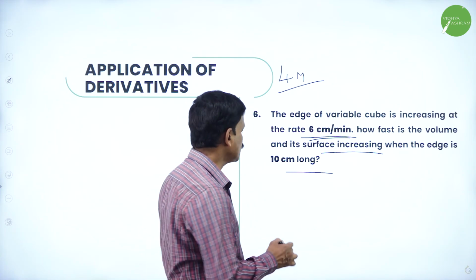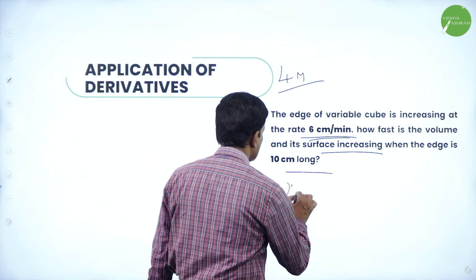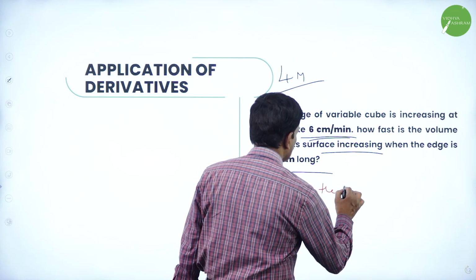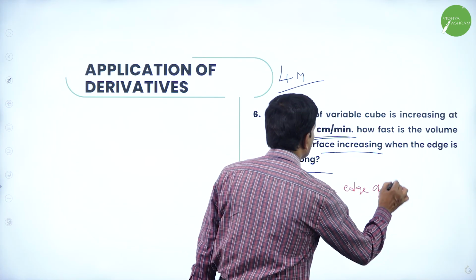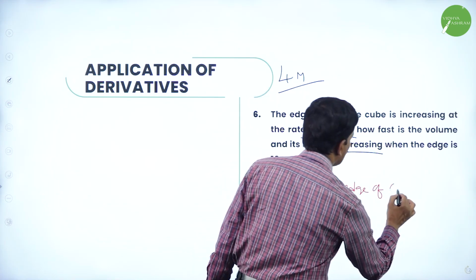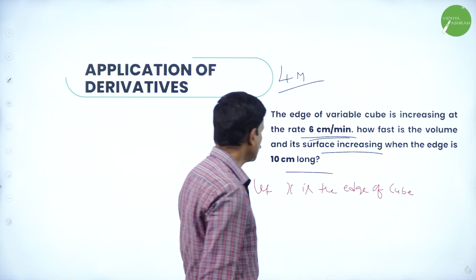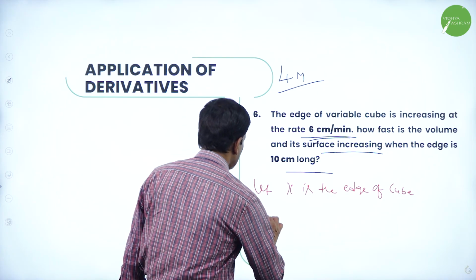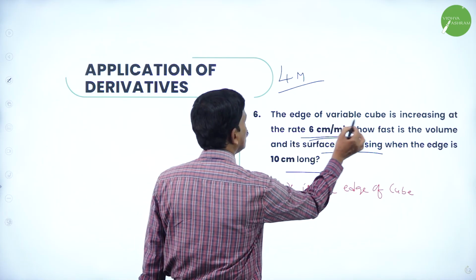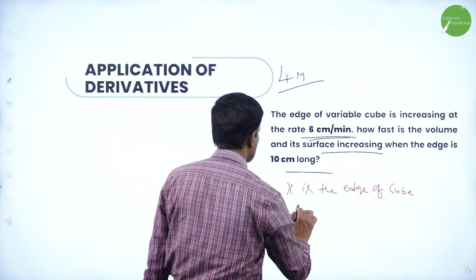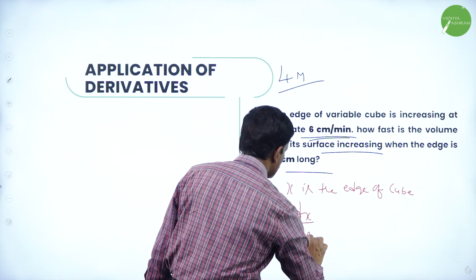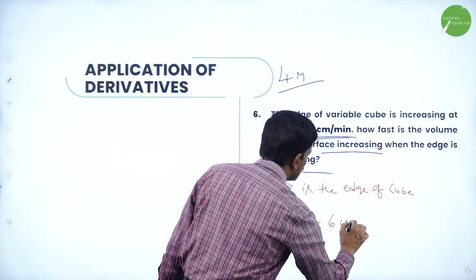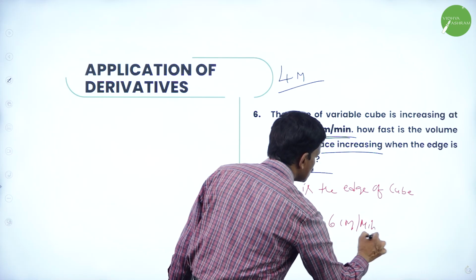Now let us assume x is an edge of a cube, right? What is given? Given the edge of a variable cube is increasing at the rate of dx by dt is equal to 6 centimeters per minute. Increasing means it is positive.